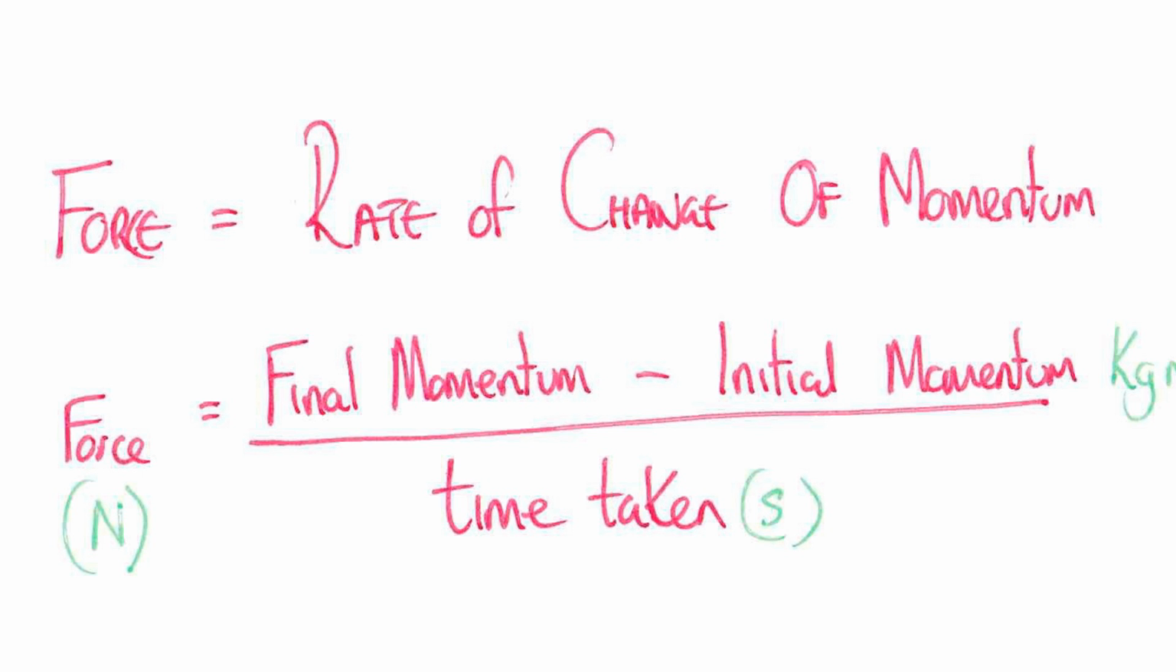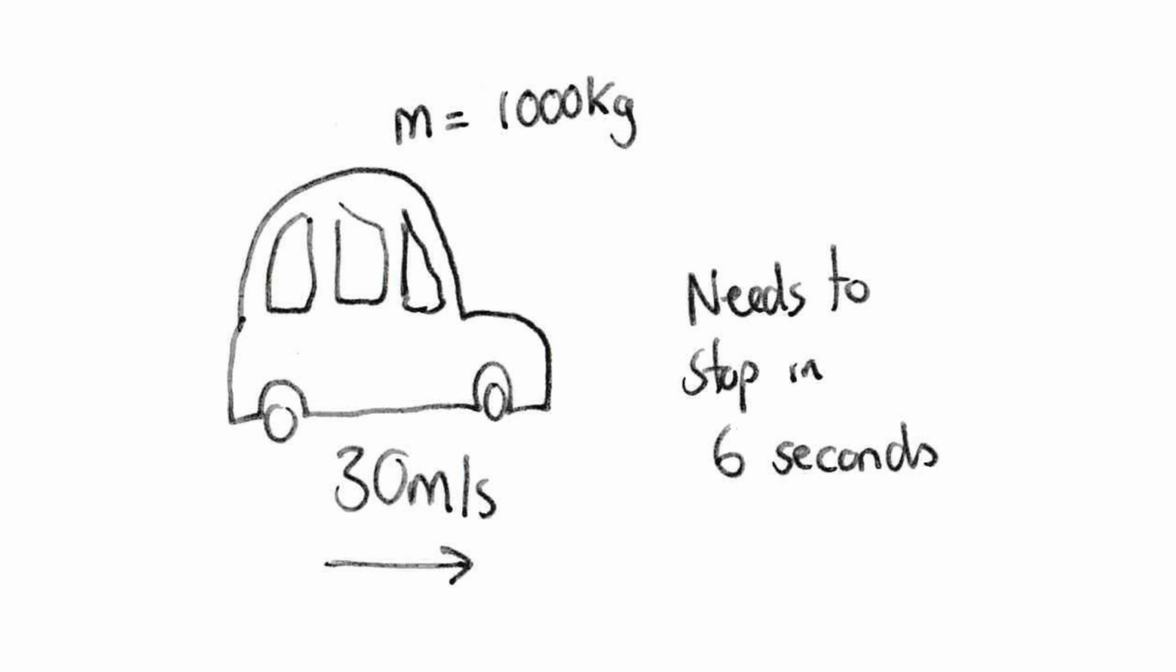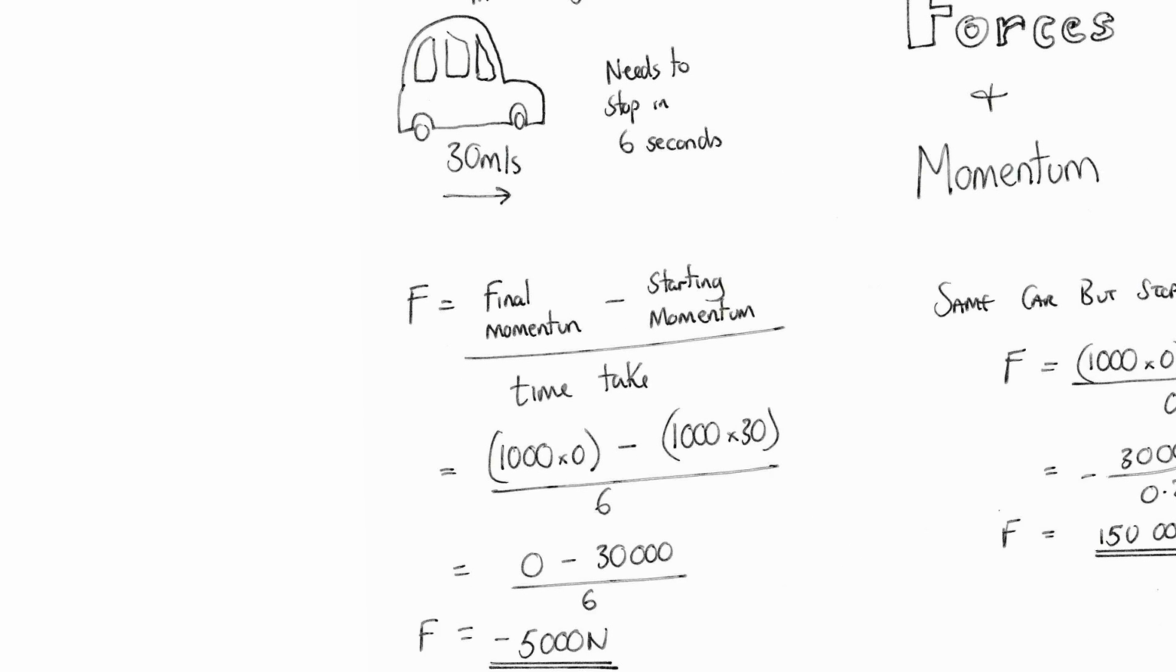The units here are, force has got units of newtons, time has got the units of seconds, and just off the page, momentum's got the units of kilograms meters per second, kg m/s. Again, an easy way of really trying to explain this idea of having like stored force, the ability to create a force. Let's imagine that we have a car of mass 1,000 kilograms with a velocity of 30 meters per second. And imagine we need to stop it in 6 seconds. We're going to need quite a force to stop it in 6 seconds. And the way we can work it out using the equation, force is final momentum, take away the starting momentum, divided by time taken.